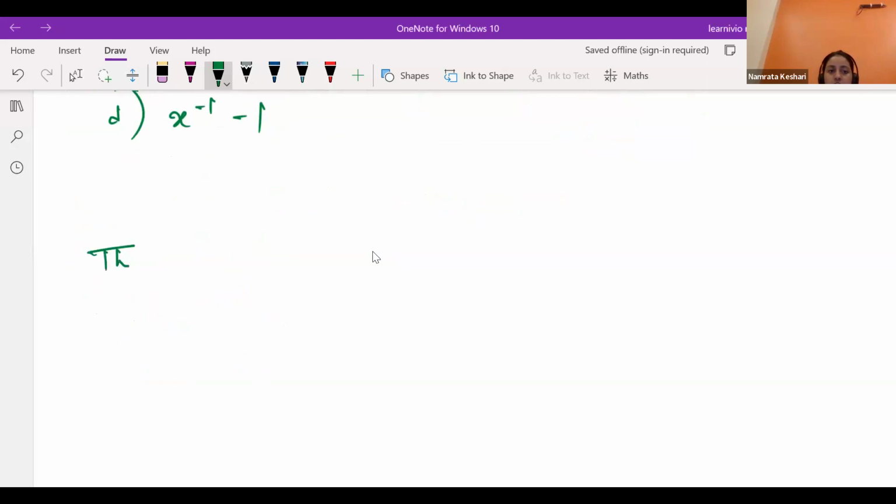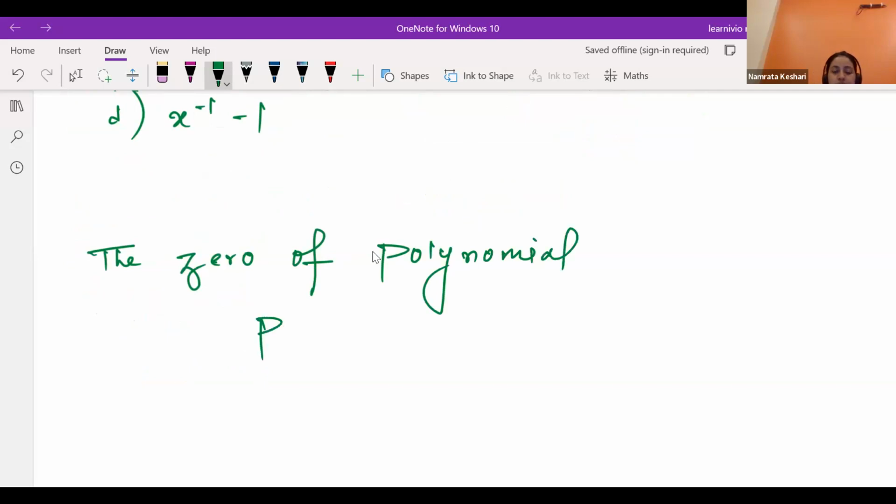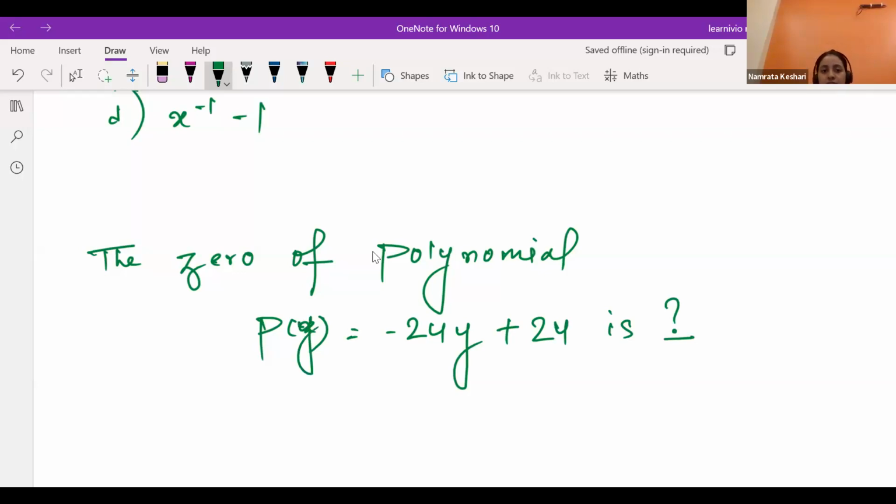The zero of the polynomial p(x) minus 24y plus 24 is, please find it. Here y must be there. Okay, polynomial in terms of y. Yes, everyone, please find it and let me know.